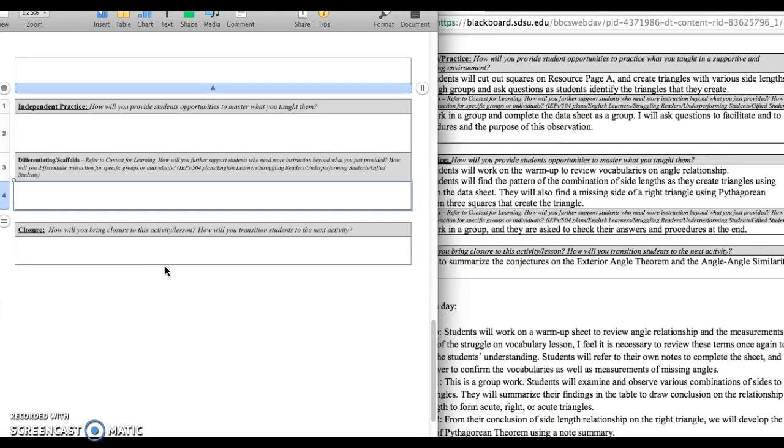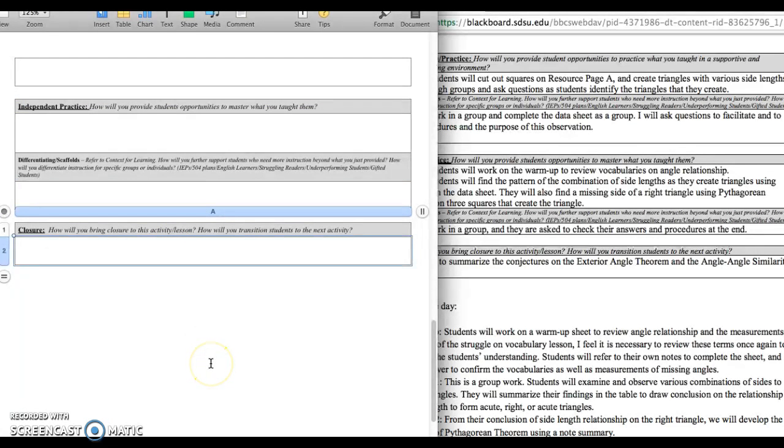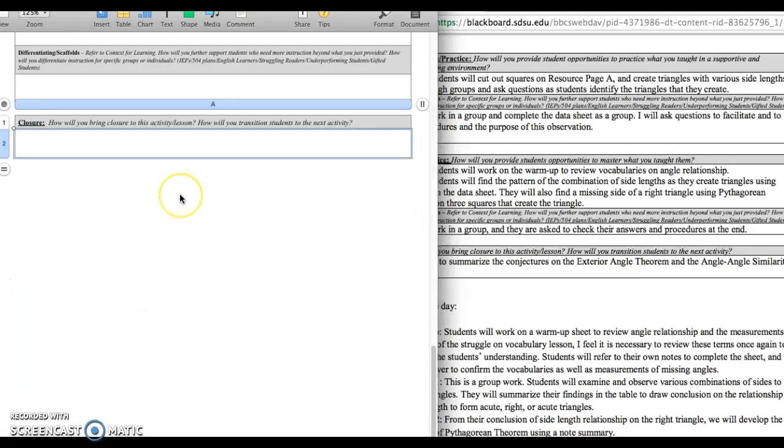And then our closure is basically how are we going to wrap up this lesson and how we transition to the next activity. So it's going to be how we end the day, whether you end it with students grouping back up and we just have a big class discussion about what we learned, or we have students presenting some information. Yeah, that's how we tie it all together.